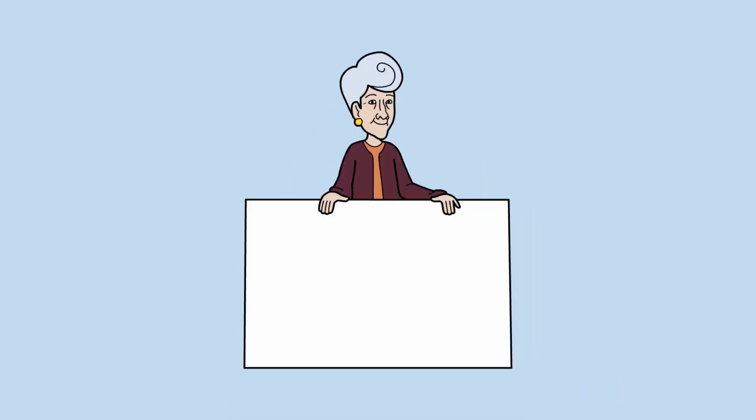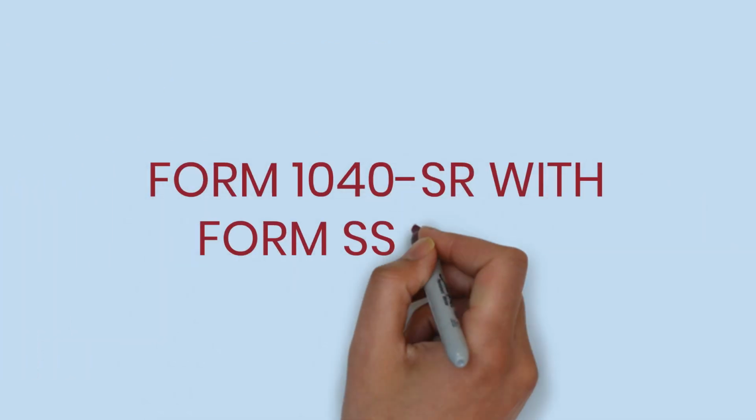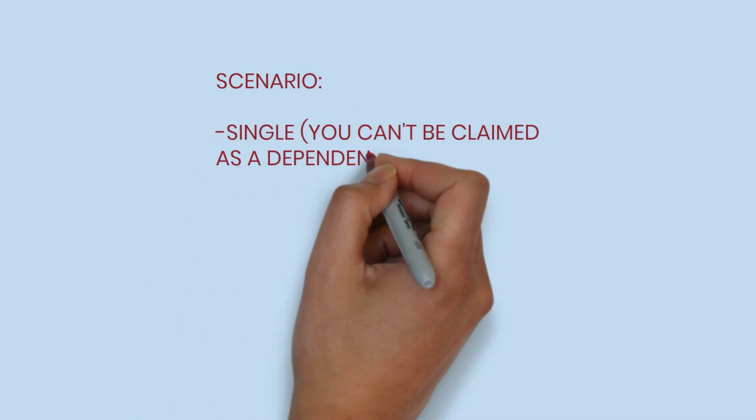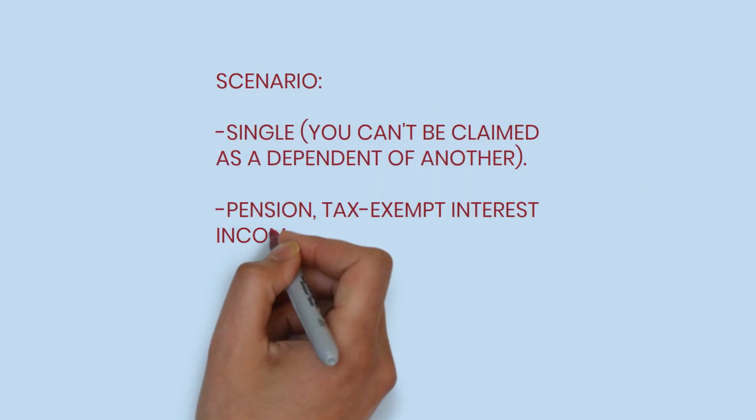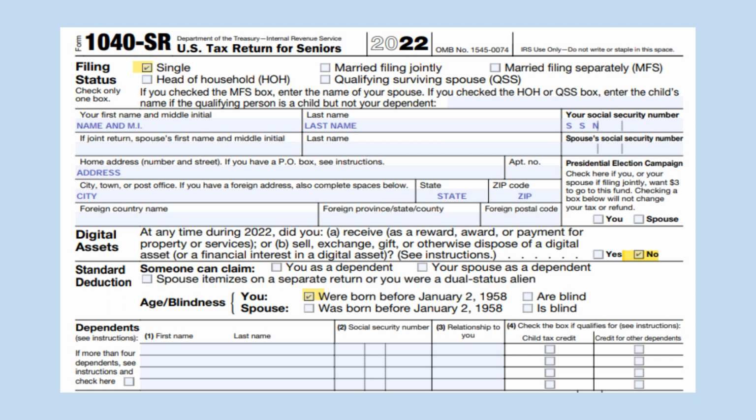I am from How To Taxes, and I'm here to help you prepare your Form 1040-SR when you have Form SSA 1099 income. The scenario of this video is that you are single, you have pension income, tax-exempt interest income, and Social Security income. There is no tax benefit for using Form 1040-SR.